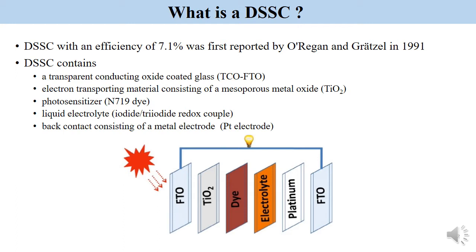And the next one is an electrolyte. An electrolyte is a redox mediator in dye-sensitized solar cells, which transports electrons back to the oxidized dye molecules. The final one is a metal electrode. A counter metal electrode in dye-sensitized solar cells is used for regenerating the redox couple. Usually, a platinum coated counter electrode is used.